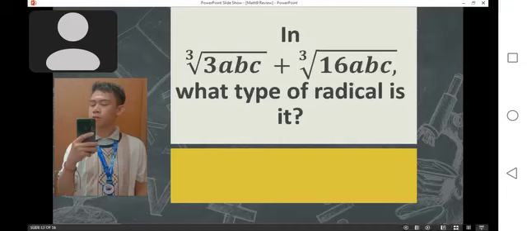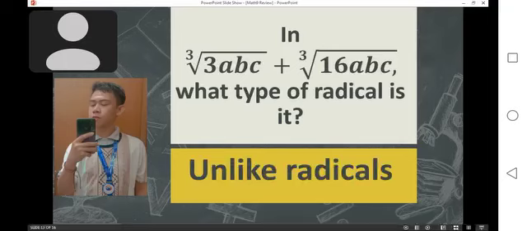So here is another example. How about in cube root of 2ABC and cube root of 16ABC? Again, we cannot easily judge these radicals if they are like or unlike unless we simplify them. So in cube root of 16ABC, the simplest form for this is 2 cube root of 2ABC. The radicands are not the same, therefore this is unlike radicals. One radicand is 2ABC, while the other radicand is 2ABC. This is unlike radicals.